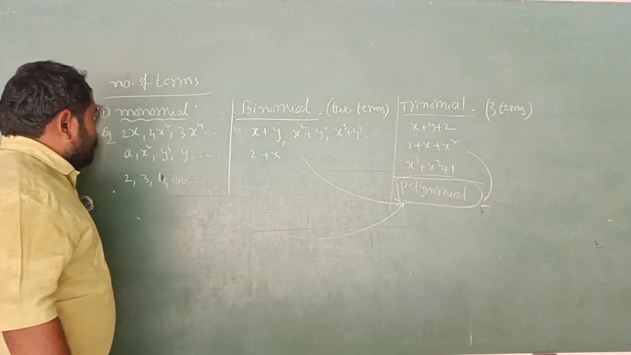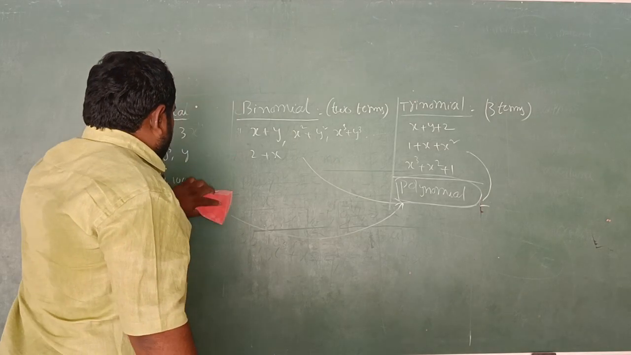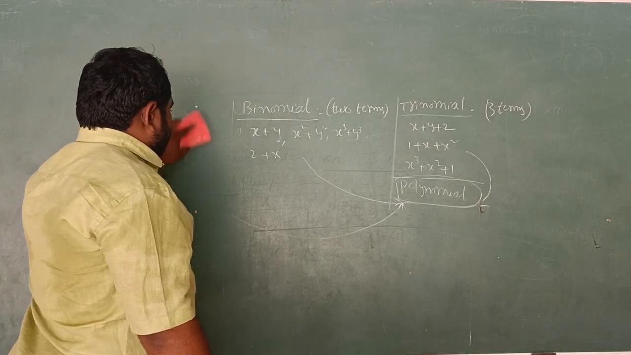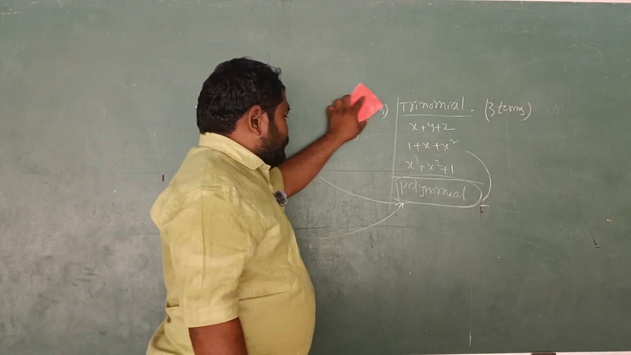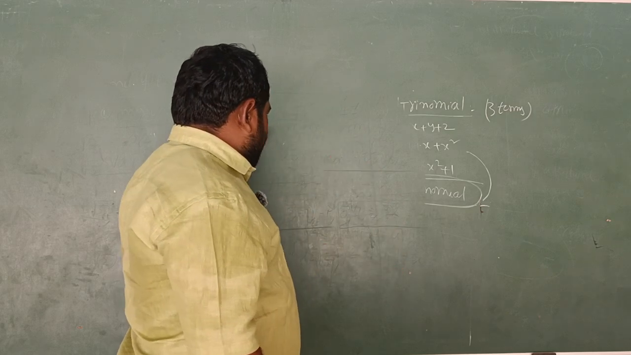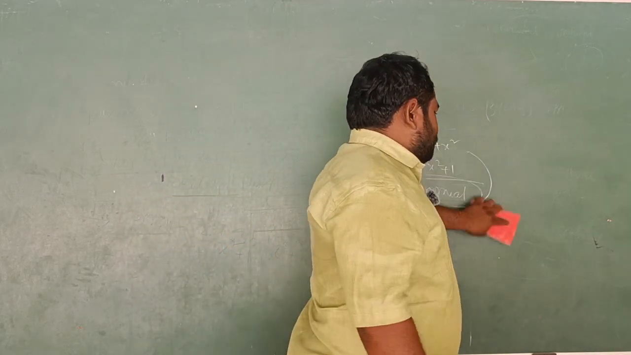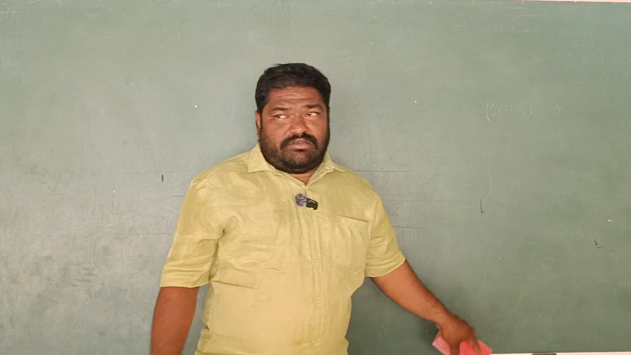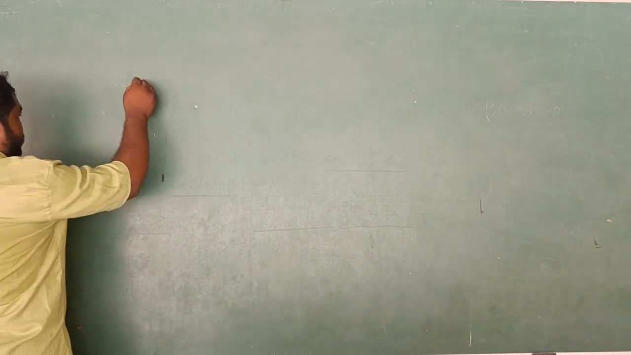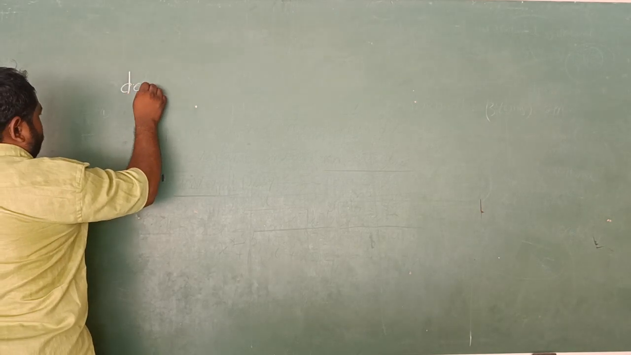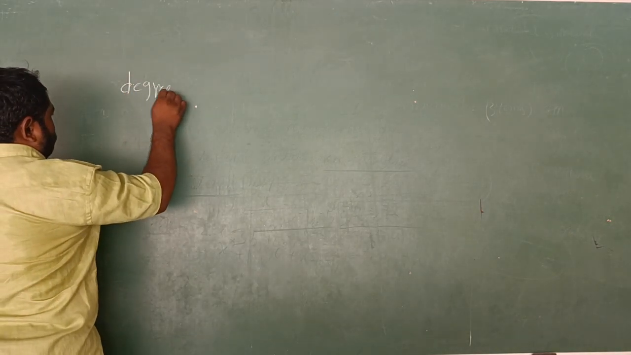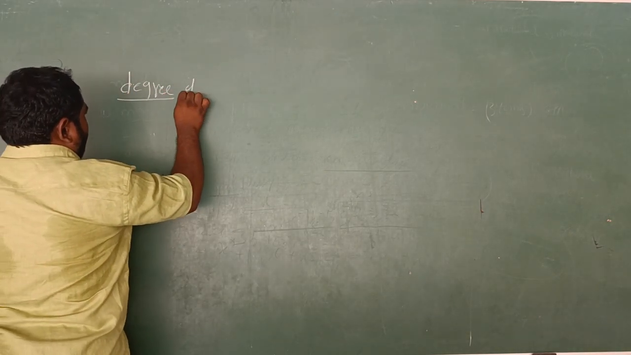And next one, degree. What is the degree of a polynomial? Degree means, not BSc, BEd, DEd, not those. Degree means degree of a polynomial.